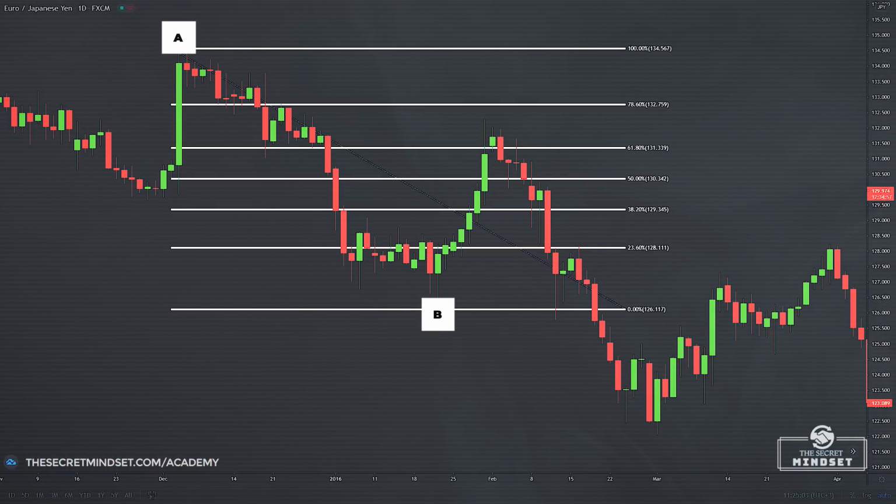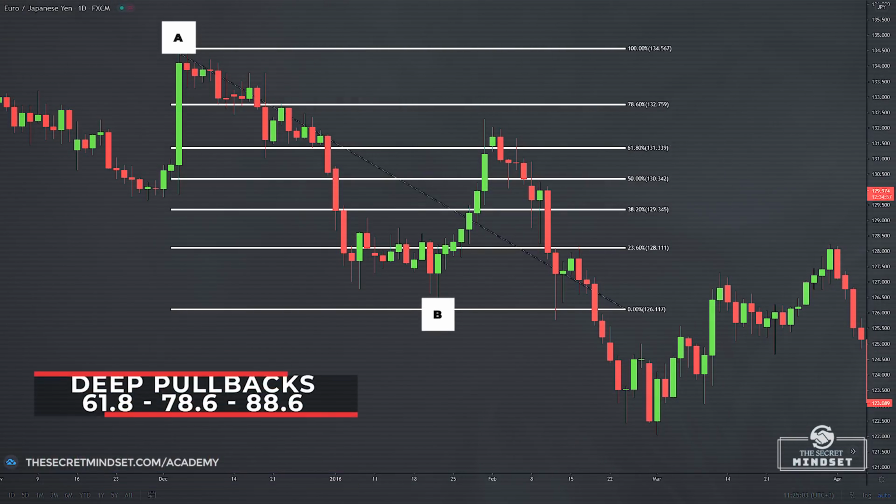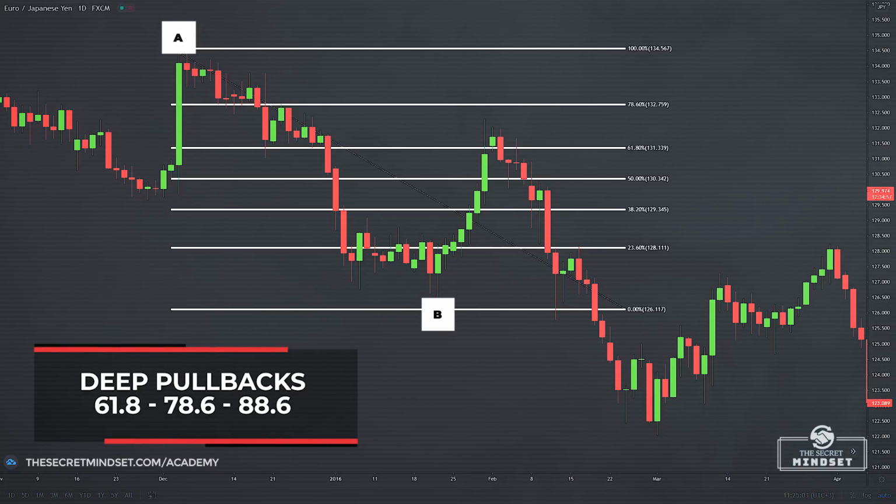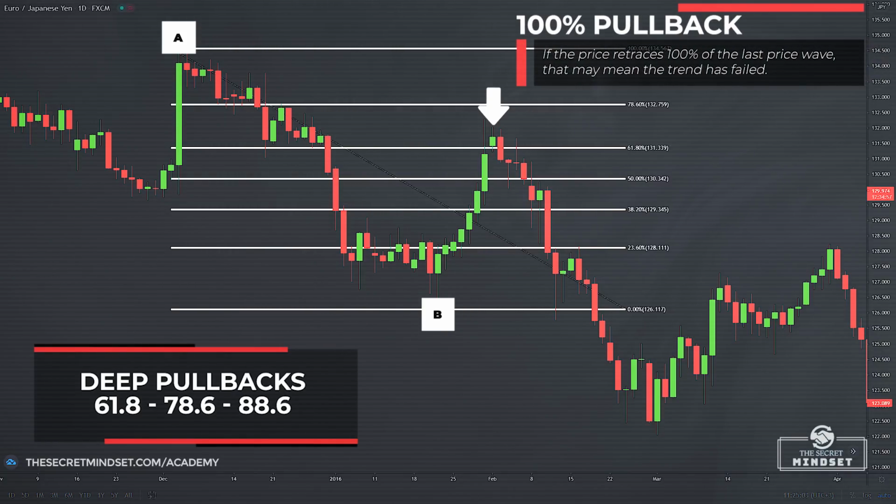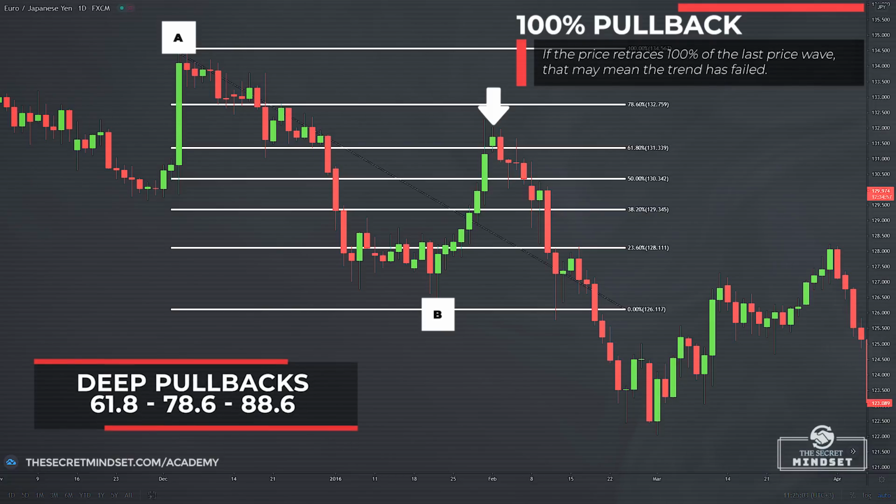Price will make a deep pullback when a trend is not clearly established. In those cases, price can make multiple ups and downs, which will test the bottom in an uptrend or the top in a downtrend, but without breaking those levels, which would invalidate the trend. You will see deep pullbacks to the 61.8, 78.6 and 88.6 Fib levels. If the price retraces 100% of the last price wave, that may mean that the trend has failed.